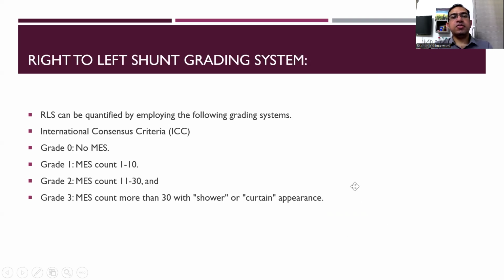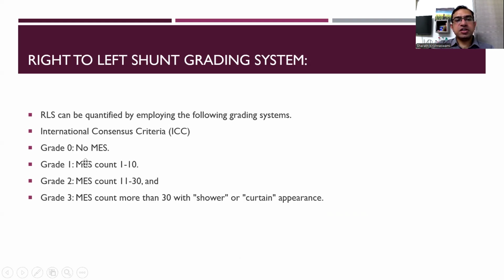Now that we know how to do the bubble test to identify right to left shunt using a transcranial Doppler, there are different right to left shunt grading systems to identify whether the microembolic signal is present or not and to what grade it is in this particular patient. And we can also identify whether it has decreased after an intervention.